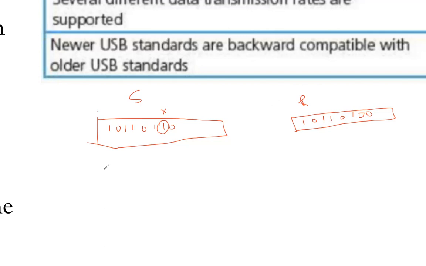But what happens when my sender sends the exact same byte using odd parity as agreed upon, and say instead of 1 bit being changed, 2 bits change. Say this bit changed and this bit changed, or it could be anything else. So these 2 bits changed, because of which my receiver is now receiving something else.